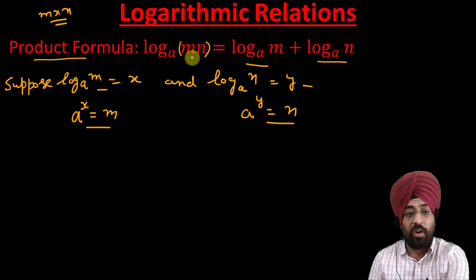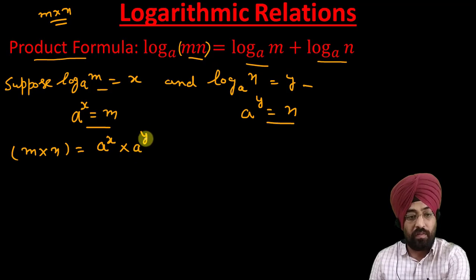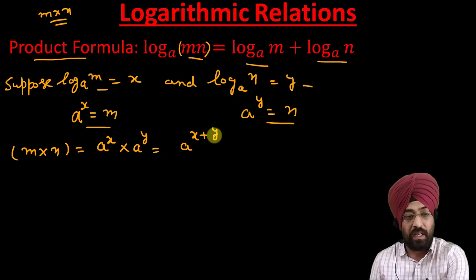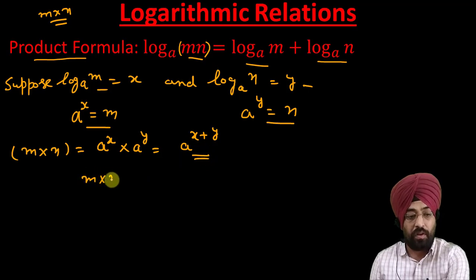Now we have to find log of m cross n. So next we will find m cross n. It is equal to a raised to the power x into a raised to the power y. Now this is equal to a raised to the power x plus y. This is a mathematical relation. If the base is the same and we multiply two numbers with powers, then the powers are added up. a raised to the power x into a raised to the power y is equal to a raised to the power x plus y. Now from this we have m cross n is equal to a raised to the power x plus y.